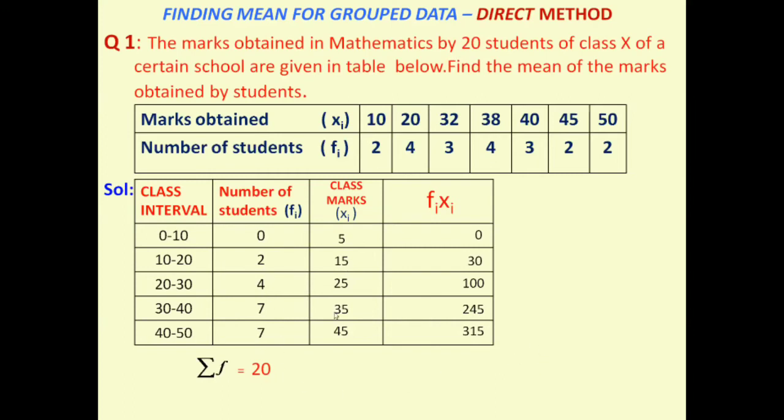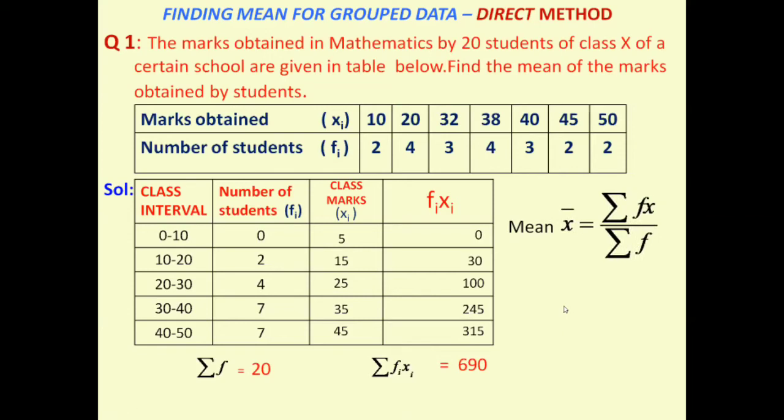Next, there is no need to find the sum of xi because we have no sigma xi in our formula. Here we have to find sigma fx. So sigma fx is equal to 690. Now the formula we have to write.